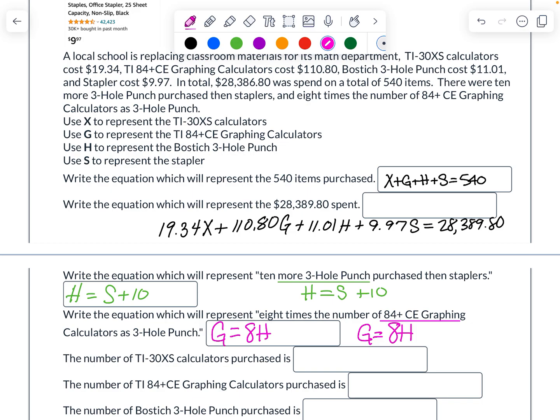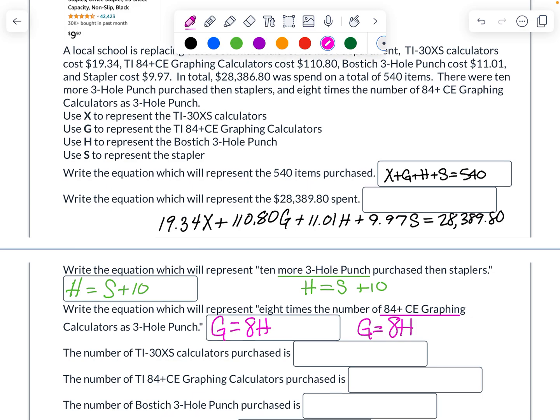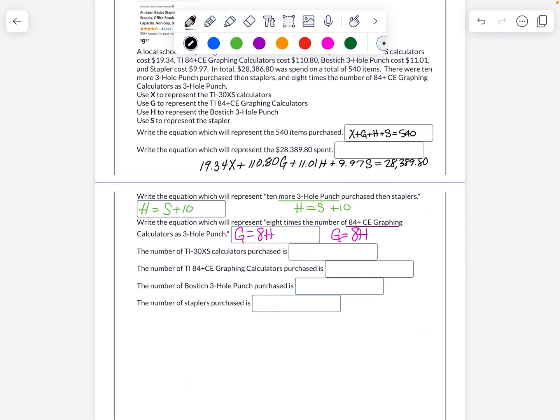So if I were to put these in order, what a mess, then I would have X, G, H, S, and the number. The green equation would be 1H, negative 1S, and this would be 10, and these are filled with zeros. And the other equation would be a G and a negative 8H, and the rest of these would be filled with zeros. And then we're going to put that in the calculator.